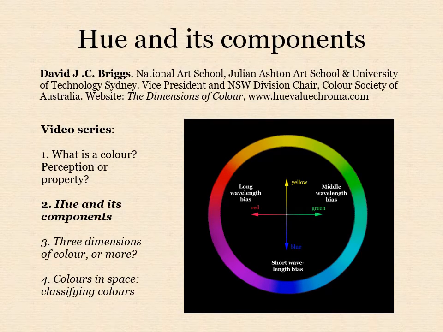This is the second in a series of four videos on current scientific understanding of the most fundamental aspects of colour, focusing on the basic attributes or dimensions of colour and their physical and biological basis. This second video looks at hue, the colour attribute represented by position around a hue circle or colour wheel, and addresses some common misconceptions about colour vision.